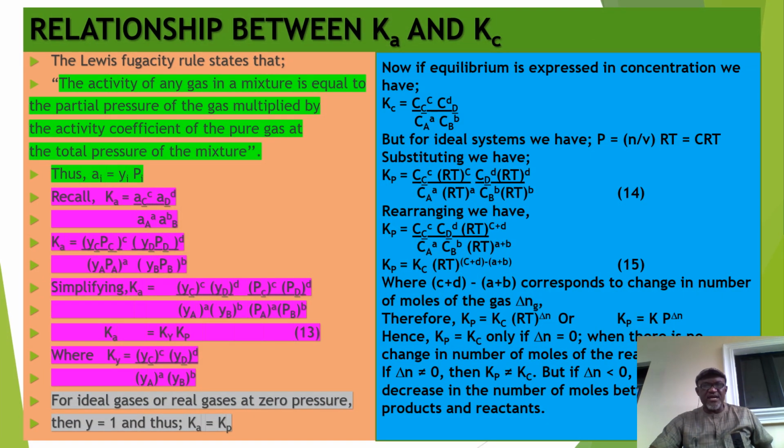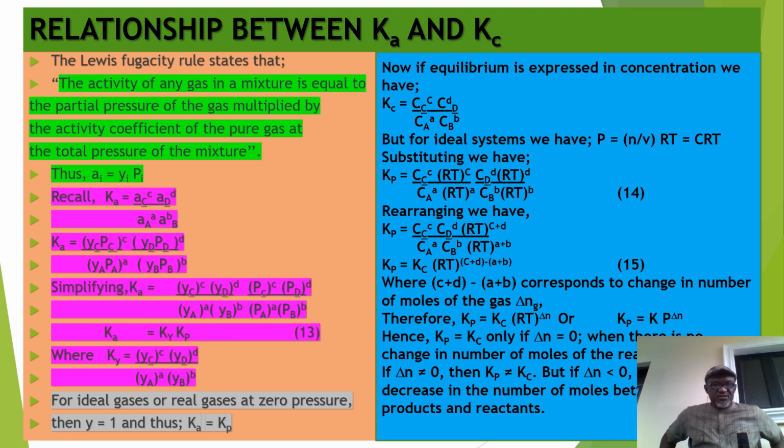Now we're looking at Ka and Kc. Ka is the equilibrium constant in terms of activity, and Kc is the equilibrium constant in terms of concentration. Now the Lewis fugacity rule states that the activity of any species in a mixture is equal to the partial pressure of the gas multiplied by the activity coefficient of the pure gas at the total pressure of the mixture. This is similar to Raoult's law. In this case, we are talking about activity and activity coefficient. So recall, we have used that equation before when we said equilibrium constant in terms of activity.